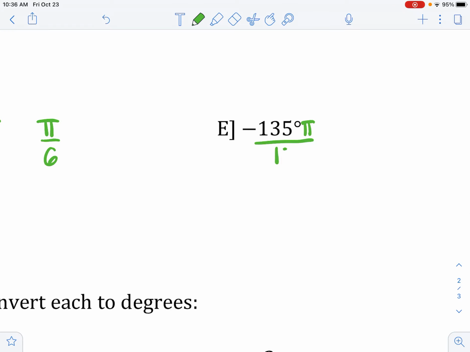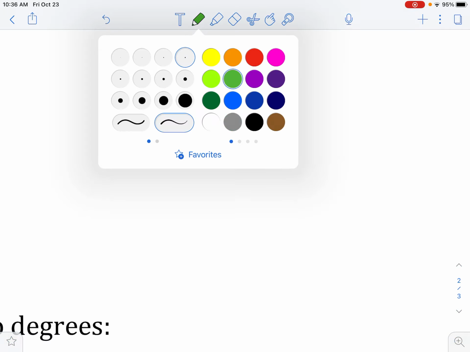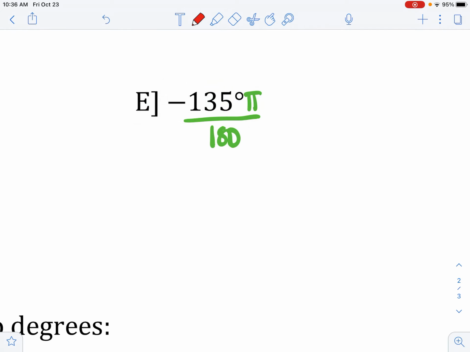Multiply by pi, divide by 180, because it's in degrees and I want it in radians. So the biggest number that goes into 180 and negative 135. Once again, if you don't know the biggest number, then pick a number that goes in there. If you have to say 5 goes in there and break it down, because 5 goes into both, then do it that way.